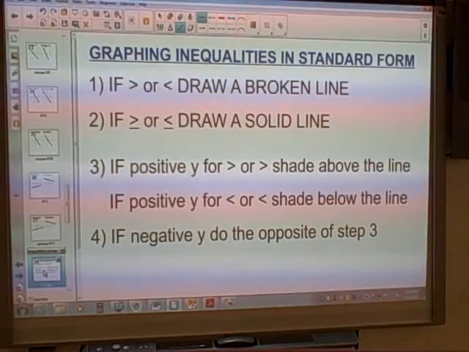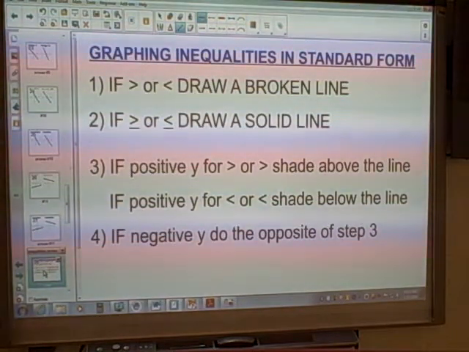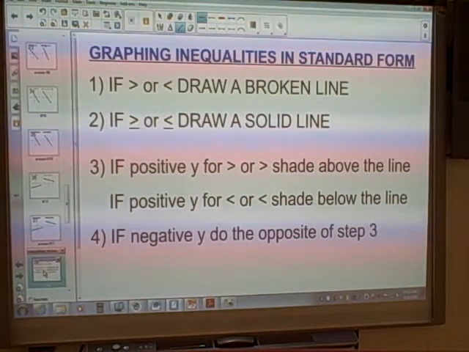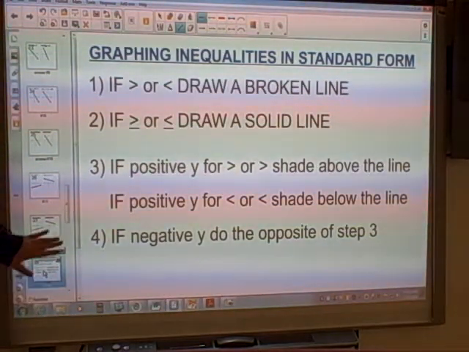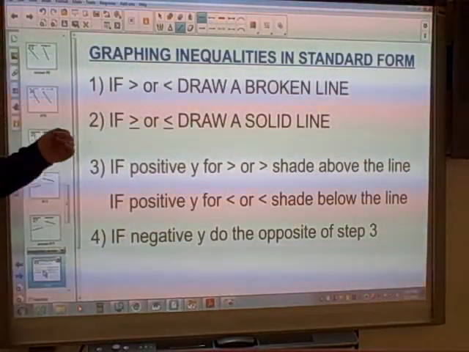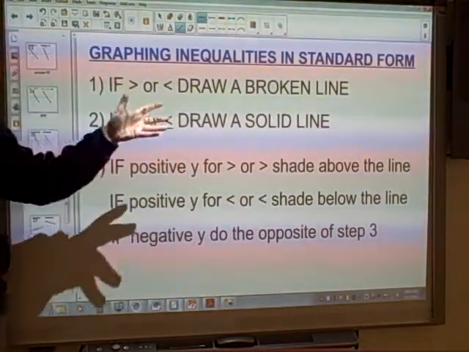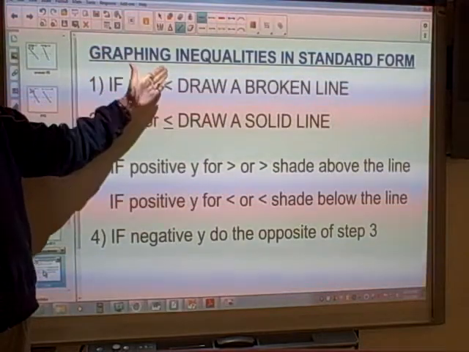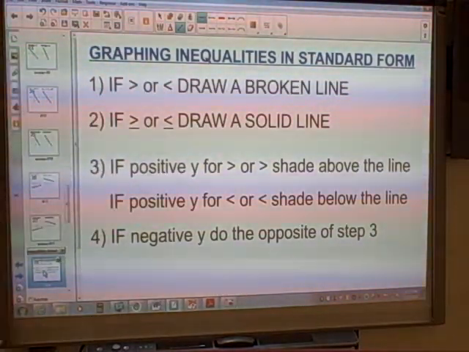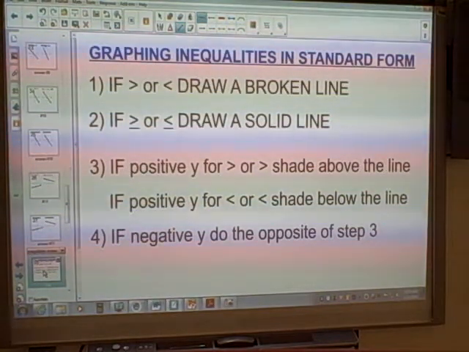Now, when we originally looked at this in Unit 4, we had this same slide up. So we looked at it in two parts, in standard form, and then also what happens if it's in slope-intercept form. If it's slope-intercept form, we don't really need to worry about step 4, but the rest of the steps will be true. So when we come to graph our equation, if we have a greater than or a less than, so notice no equal signs on here, then when we come to draw the line, we either draw a broken line or a dotted line, whichever word you prefer.